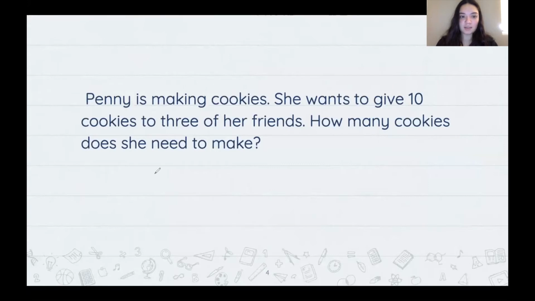So she has 10 cookies for each of her friends. She's going to need to do 10 for the first friend, 10 for the second friend, and 10 for the third friend, which is also the same as 10 times 3. And we got this from our problem, so she wants to make 10 cookies, which is where we got the 10 from, and she wants to give them to 3 people, which is where we got the 3 groups. So 10 times 3 is the same as 30 cookies.